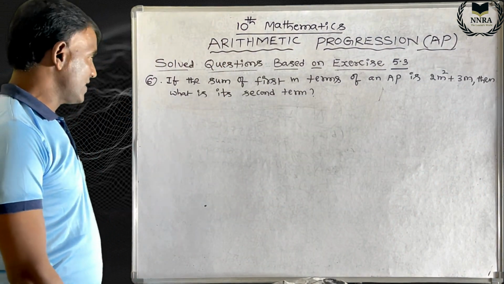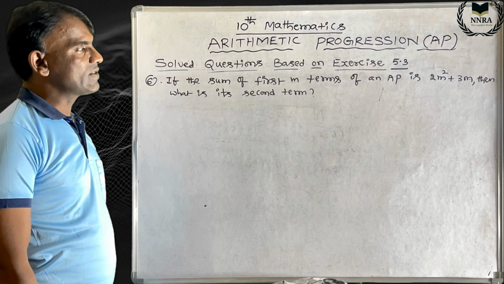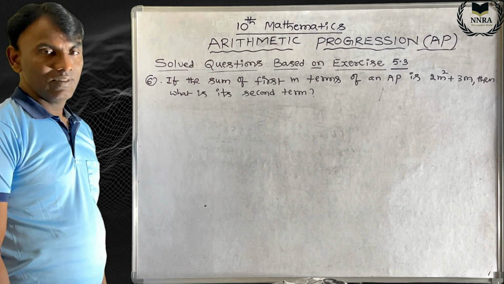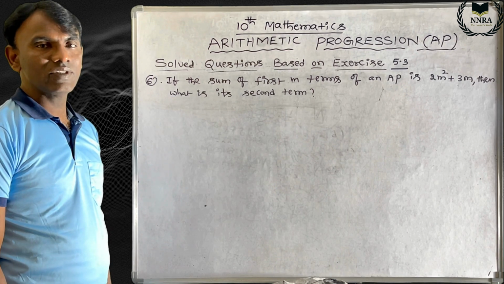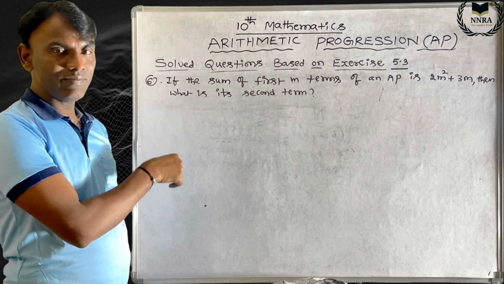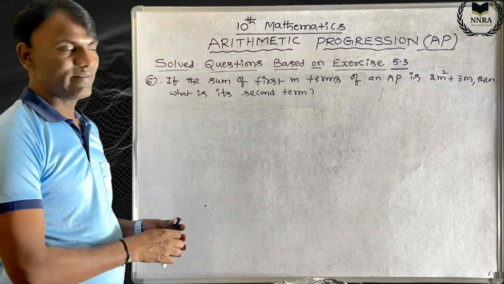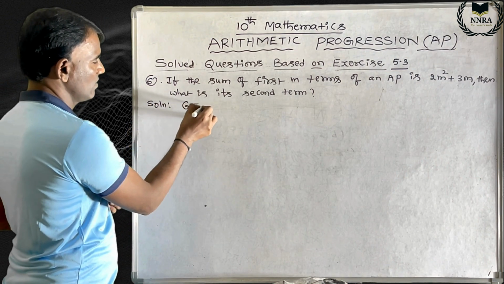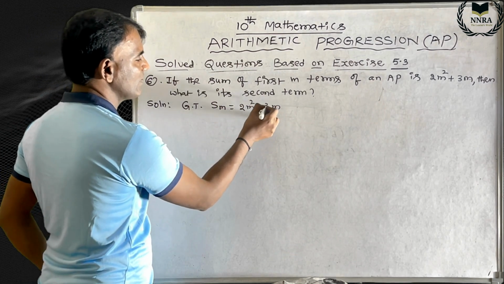Okay, see this question number 6. If the sum of first m terms of an AP is 2m square plus 3m, then what is its second term? We know that sum of first n terms is Sn equal to n by 2 into 2a plus n minus 1 into d. But here the sum of first m terms, Sm, that value is given, right? So first we write that value. So just write here given that Sm equal to 2m square plus 3m.